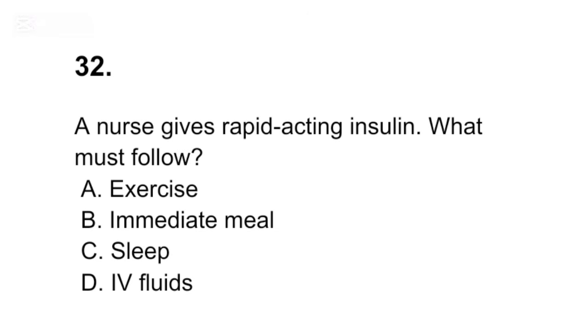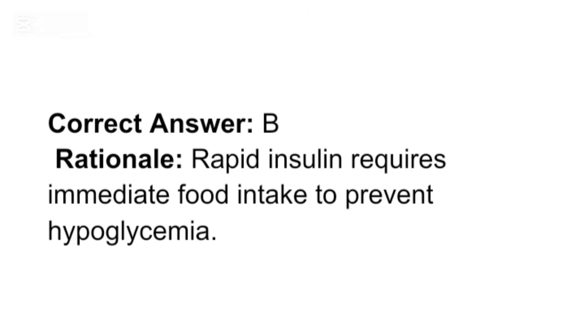32. A nurse gives rapid-acting insulin. What must follow? A. Exercise. B. Immediate meal. C. Sleep. D. IV fluids. Correct answer, B. Rationale: rapid insulin requires immediate food intake to prevent hypoglycemia.